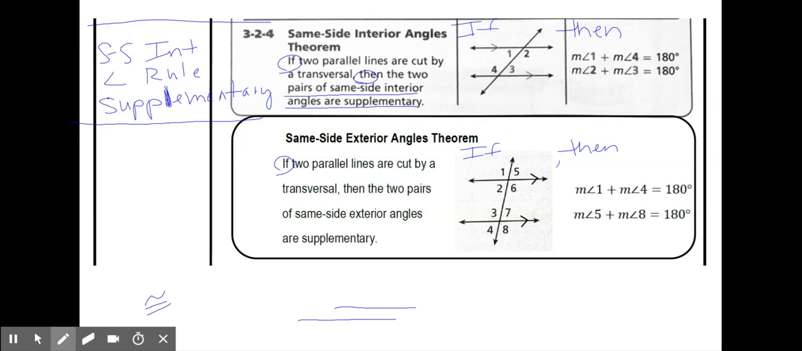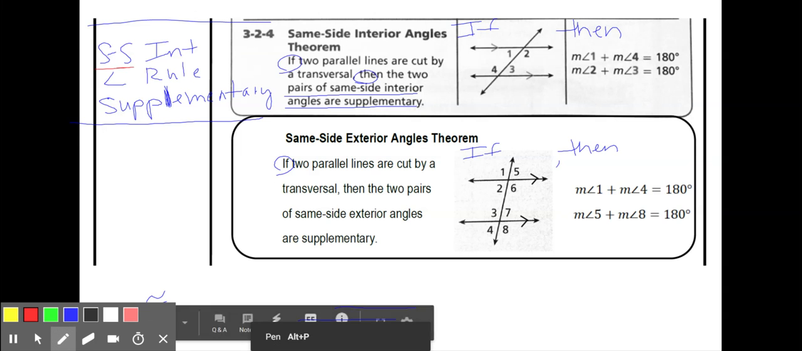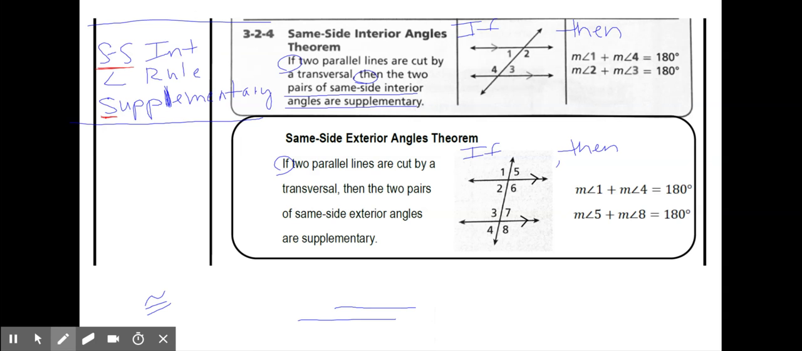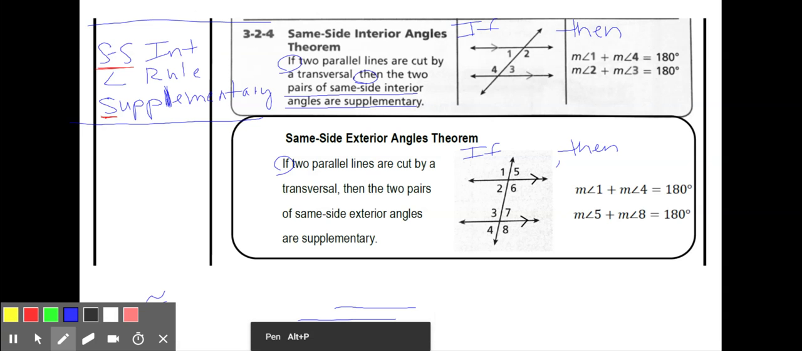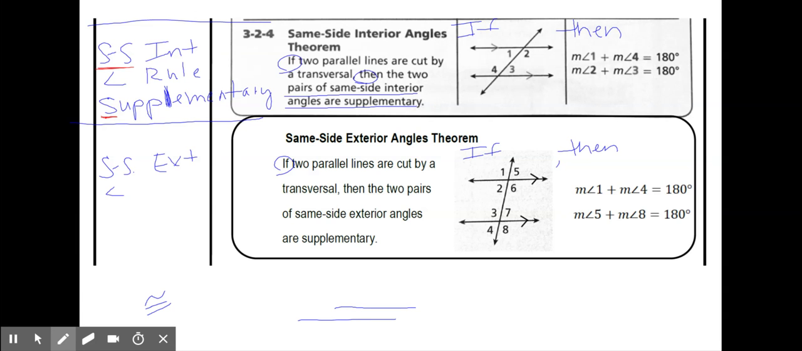What I like about this pairing, and it helps me remember, is same side and supplementary both start with an S. Corresponding and congruent both start with a C. All right, same side exterior angle rule, then the two pairs of same side exterior angles are also supplementary. Great. So all same sides are all supplementary.